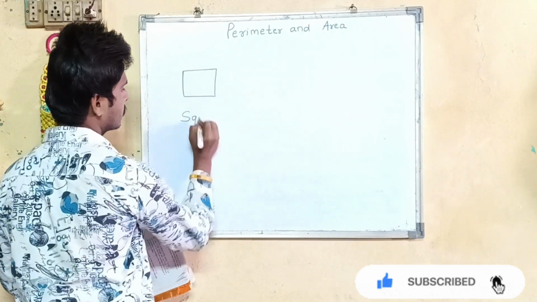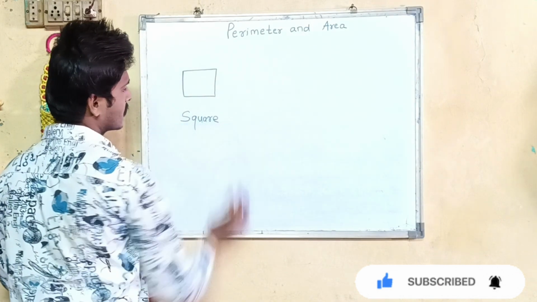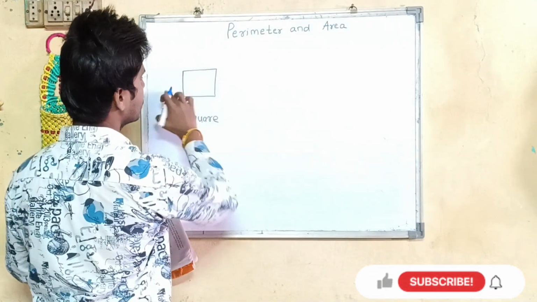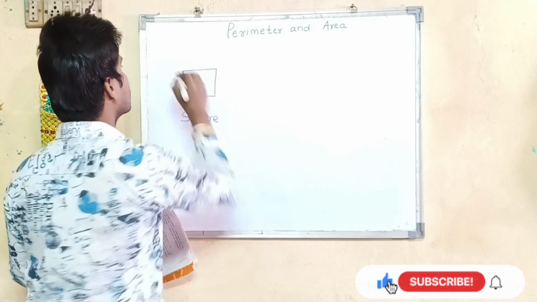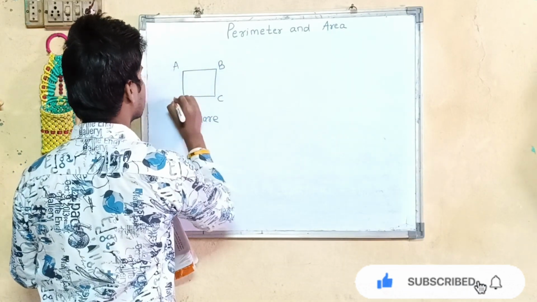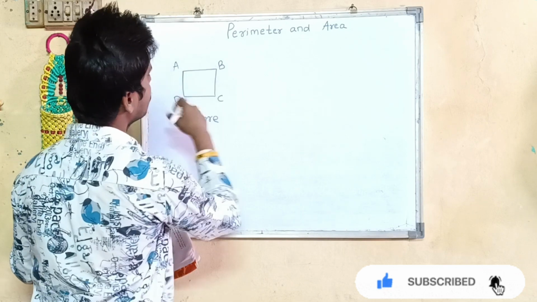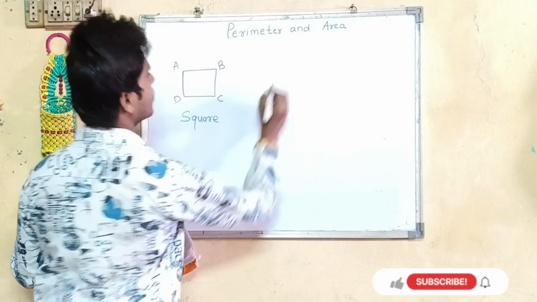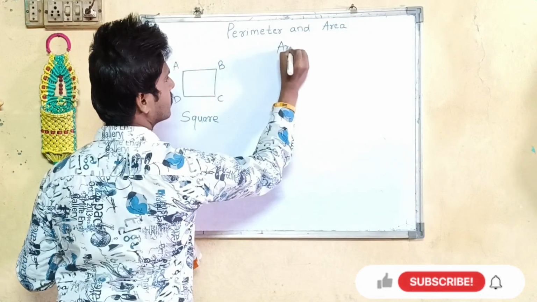Yes, square. Okay. So just now we have seen for perimeter यहाँ पे जो given sides होते हैं वो हम लोग ऐड करते हैं. I will name this A. The given figure is A, B, C, D, and it is a square. So what is the area? We are seeing now area.